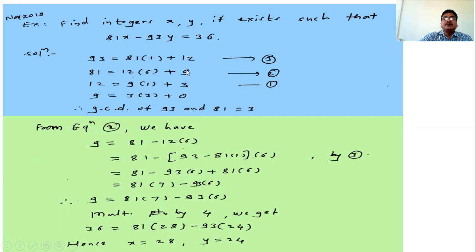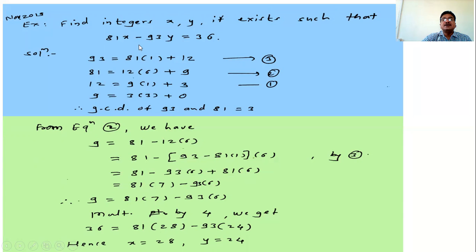Or start from equation number 2. If we start from equation number 2, then 9 is 81 minus 12 into 6. And the value of 12 is 93 minus 81 into 1, and then into 6 as it is. Multiply by this 6: 93 into 6 minus, which becomes plus, 81 into 1 into 6. And then 81 into 7 minus 93 into 6.